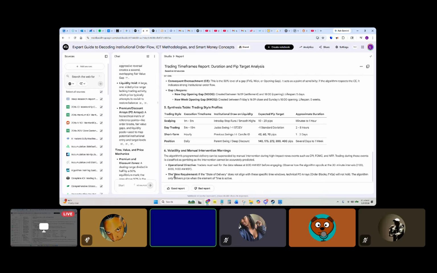That's 7, 8, 9 Eastern Standard Time. And if the state of delivery does not align with these specific time windows, technical PD arrays, order blocks, fair value gaps, they will not hold. The algorithm only delivers price when the element of time is active. Like literally, the most important thing when it comes to trading in the market is time. So you guys want to get used to that and understand that more clearly.